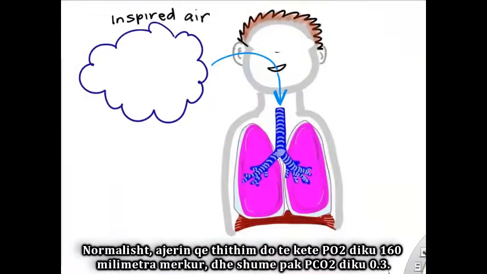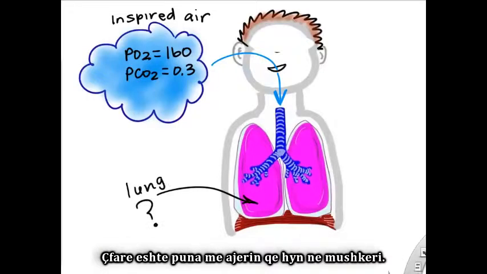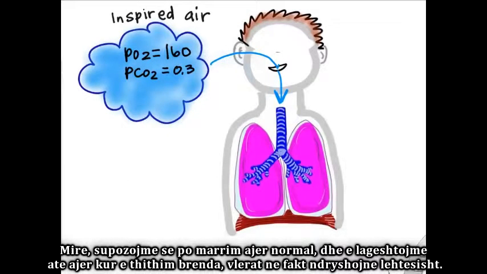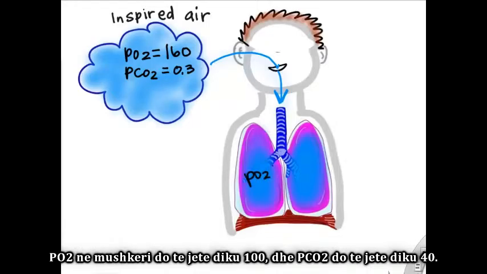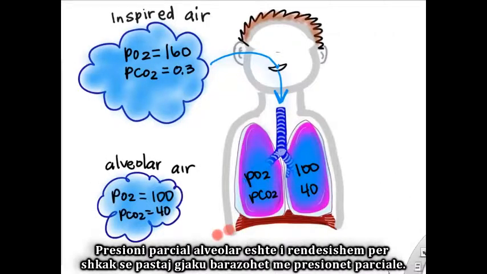Normally, our inspired air will have a PO2 of about 160 millimeters of mercury and a very low PCO2 of 0.3. What about the air once it gets down into our lungs? Well, assuming you're ventilating normally and you moisturize the air when you breathe in, the values actually change slightly. The PO2 will be 100 in our lungs and the PCO2 will be 40. We call that air alveolar air. That alveolar air is deep in your lungs. And those alveolar partial pressures are important because the blood then equalizes with those partial pressures.